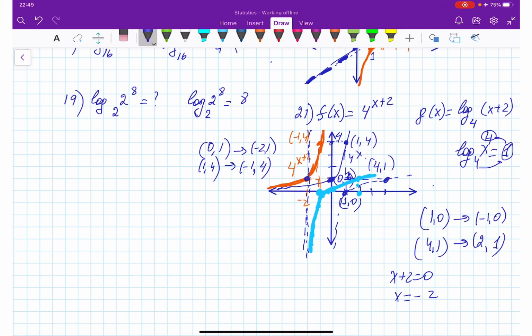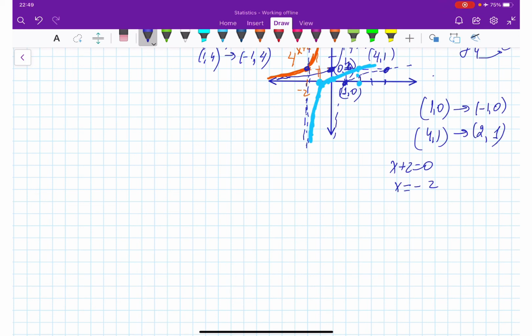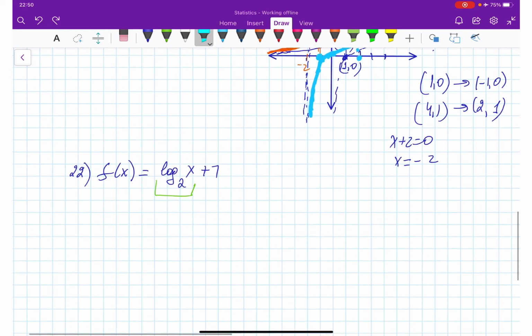All right. Next one. Question number 22. We need to build the graph f of x equals logarithm x by base 2 plus 7. What does that mean? When we have plus 7, that means we are going to build the graph logarithm x by base 2 and shift it up by 7, because this 7 is a change of y. Okay, let's build it.